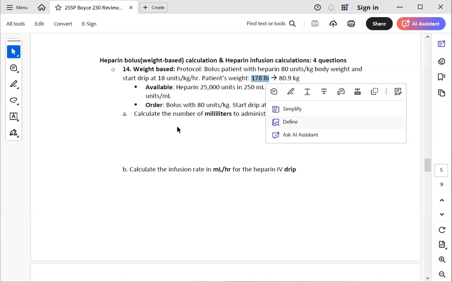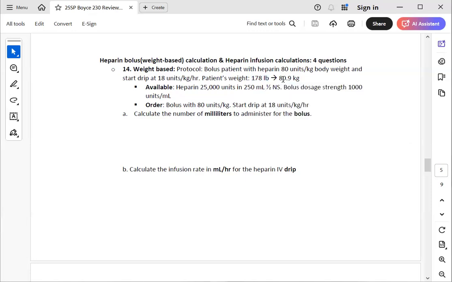I can tell you right now, off the top of my head, because I've worked through this problem way more times than I'd like to admit, once I know the kilograms, 80.9, if I want to calculate the bolus dose, I'm going to take 80.9, multiply times 80 and divide by 1,000, and that's going to be my milliliters. And then to calculate my infusion rate, I'm going to take 80.9 multiplied by 18 divided by 100, and that's going to be my flow rate.